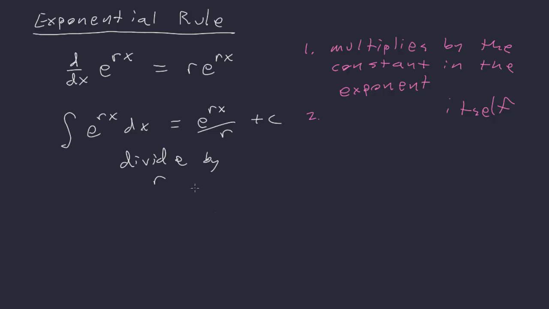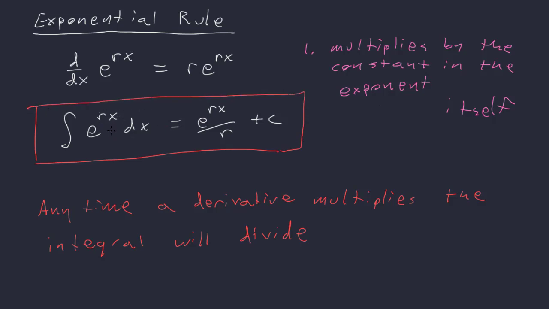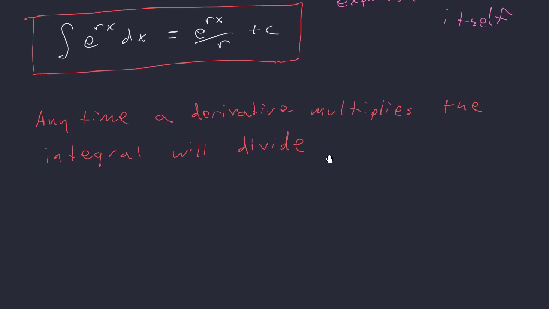So basically, any time a derivative multiplies, an integral will divide. And vice versa. Anytime a derivative divides, the integral will multiply. Okay, it's just whatever one does, the other does the opposite. So this is actually the exponential rule, okay, for e to the rx, not e to anything. We don't have a reverse chain rule just yet. We'll get there, okay, but this is that general exponential rule. Okay, what about logs?